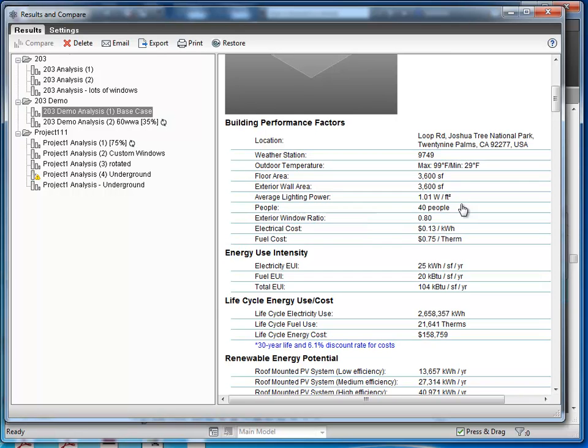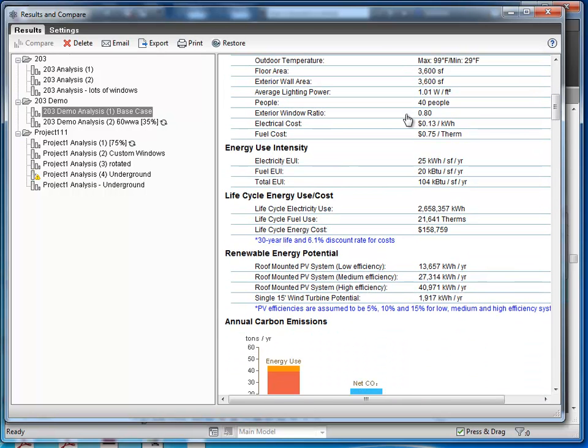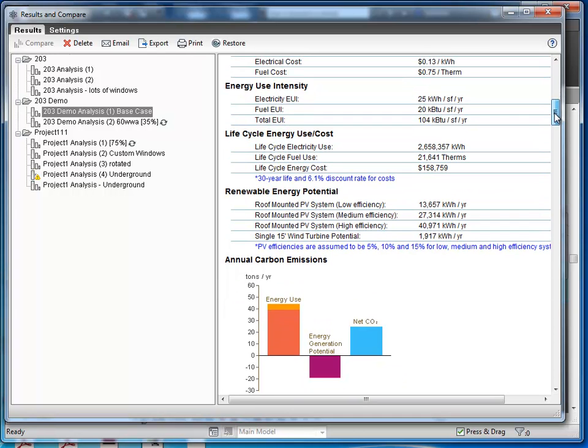For example, if it's set as an exercise center, it will have a setting, how many people per square feet. So if your building's 3,600 square feet, there will be 40 people. If you increase the size of your building, it will change the number of people. It also gives you the exterior window ratio. So when we start doing custom windows, it will calculate this for you, which is a valuable number to know, because basically the more windows you have, the worse performance of the building. And it knows roughly how much fuel and electricity costs for that area.